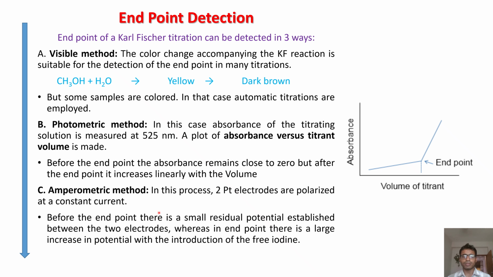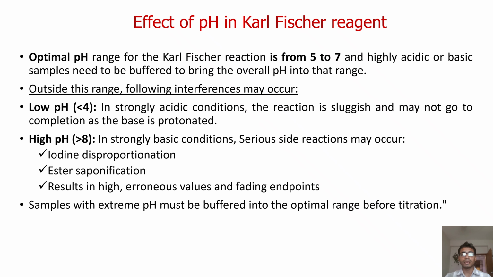The amperometric method: in this process, two platinum electrodes are polarized at a constant current. Before the endpoint, a small residual potential is established between the two electrodes, whereas at the endpoint, there is a large increase in potential with the introduction of free iodine. So these are the methods for determining the endpoint. Now we will see the effects of temperature, pH, and some other factors which affect the Karl Fischer reagent.